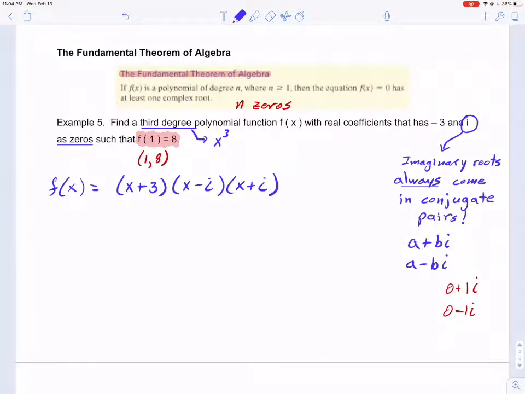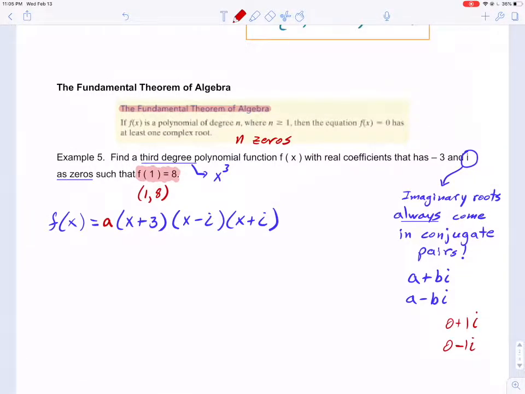Now notice I left a little space in the front. Because here's the deal. There's always the possibility of a number in front of my polynomial. I'm going to call that number a. But that number could be anything. It could be 3, could be negative 7, could be anything.